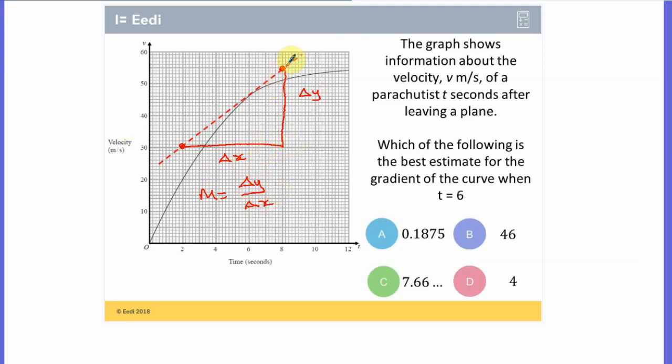gradient, which we call m, is going to be change in y over change in x. So 32, that's roughly 55, so the change is going to be 25. This x coordinate is 2, the new x coordinate is 8, so that's going to be 25 and 6. So 25 over 6 gives me roughly about 4.16, so I will say my answer here is 4.